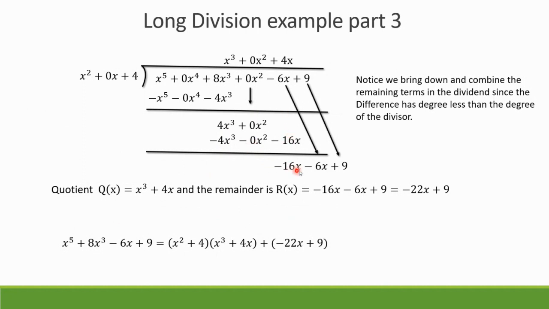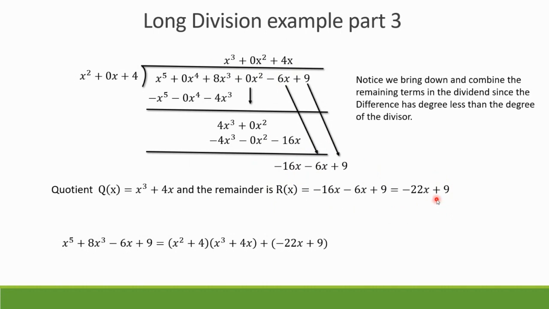And here we actually do have to stop, because the degree of this is 1, which is less than the degree of the divisor. We still had some extra terms here, though. What you want to do is bring those down so they're part of this difference, and then combine like terms. So the remainder is not quite negative 16x; it's this whole thing. When you combine like terms, you get negative 22x plus 9. So what's our quotient? This is our quotient up here, and down here is our remainder.